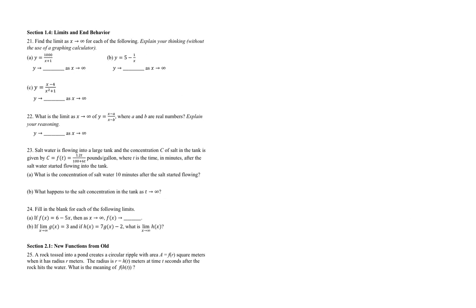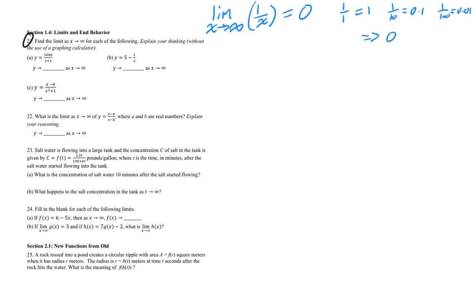All right, we're going to start out with question 21. So before getting started, I'm going to point out this idea here. The limit as x approaches infinity of 1 over x is equal to 0. So the idea here is if we look at term by term, 1 over 1, we know that's 1. We have 1 over 10, we know that's 0.1. 1 over 100, we know that's 0.01. And you can see these terms are all approaching 0.